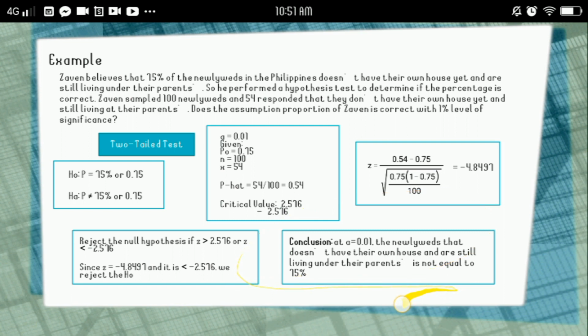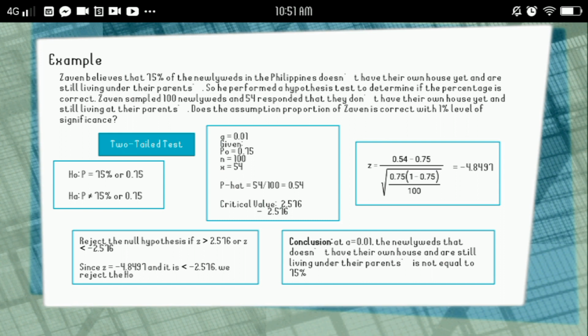So, conclusion natin at 0.01, the newlyweds that doesn't have their own house yet and are still living under their parents is not equal to 75%. So, ganyan tayo mag-test for proportion. So, ang mga susunod na example, pwede nyo ring itry. So, just pause the video.